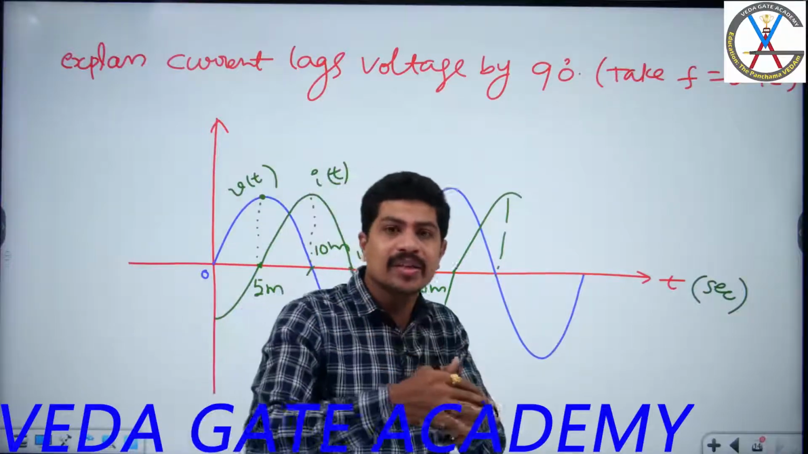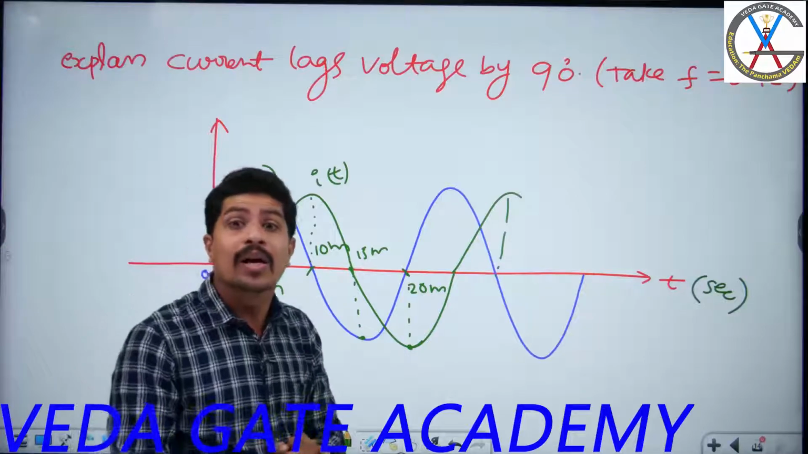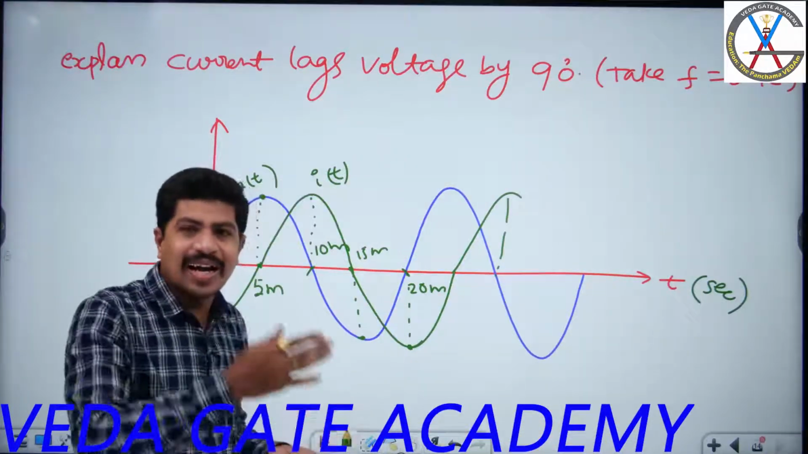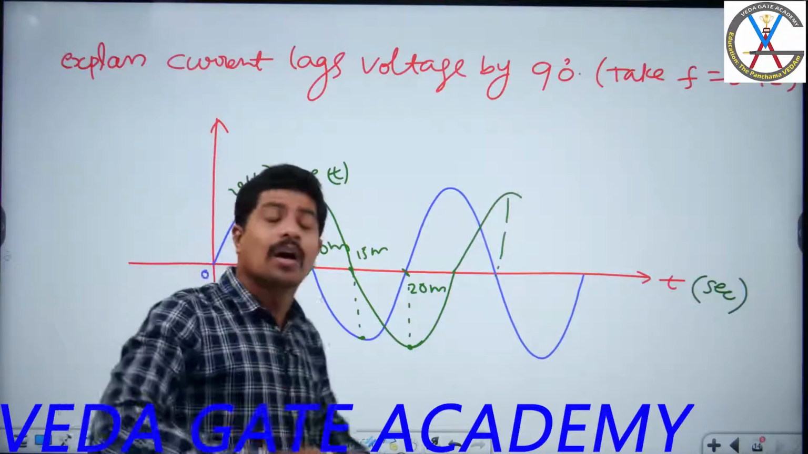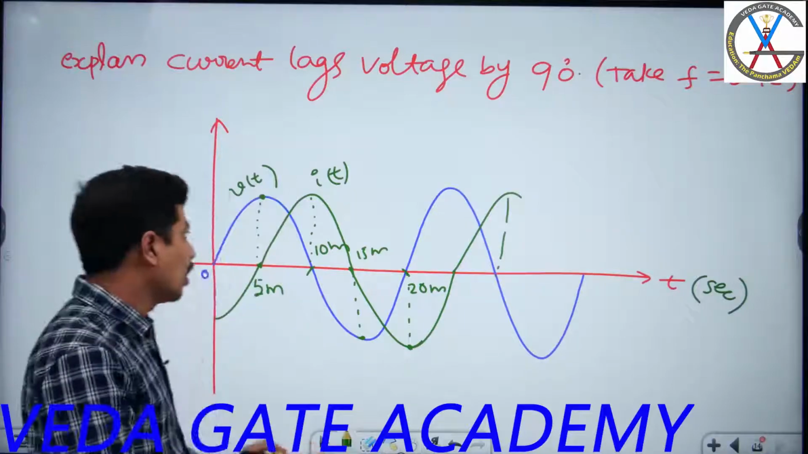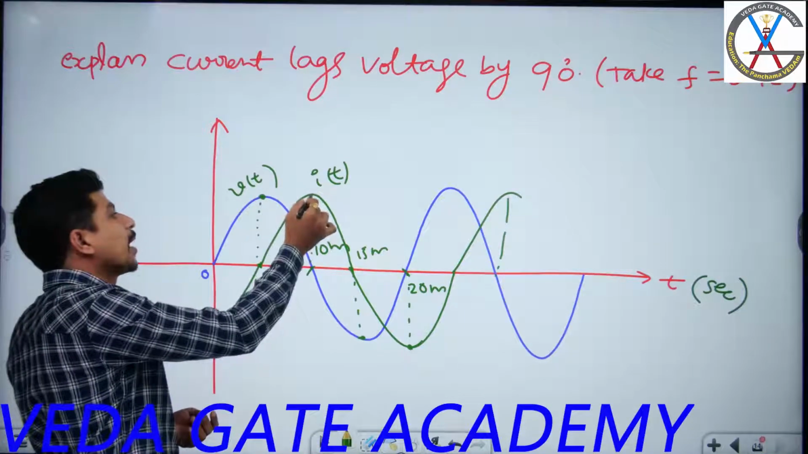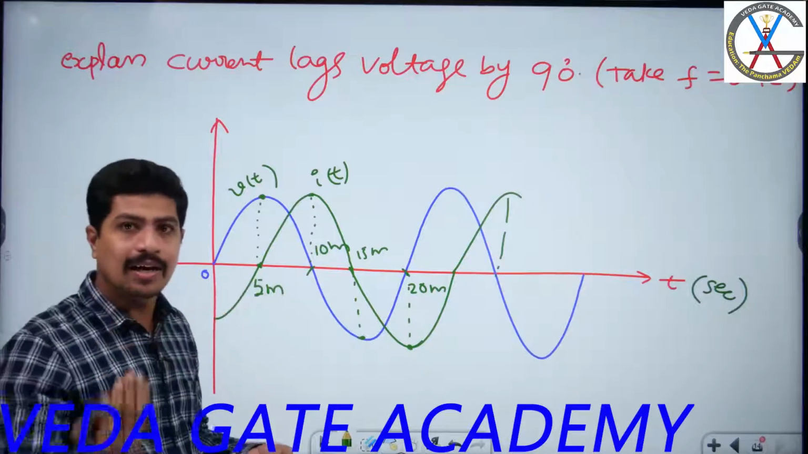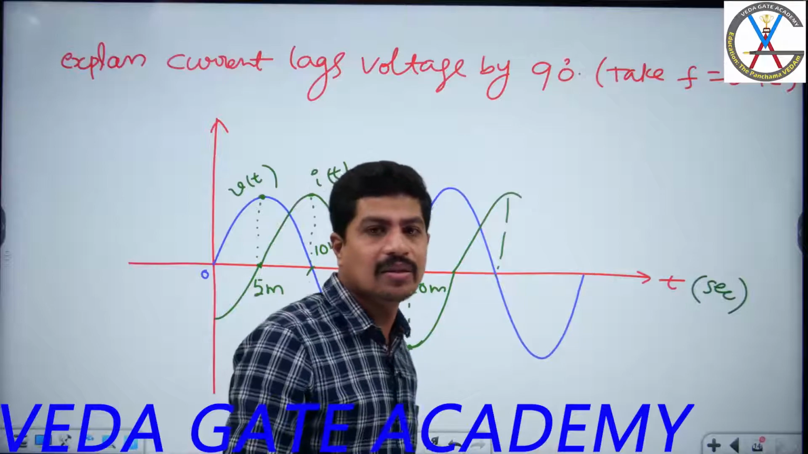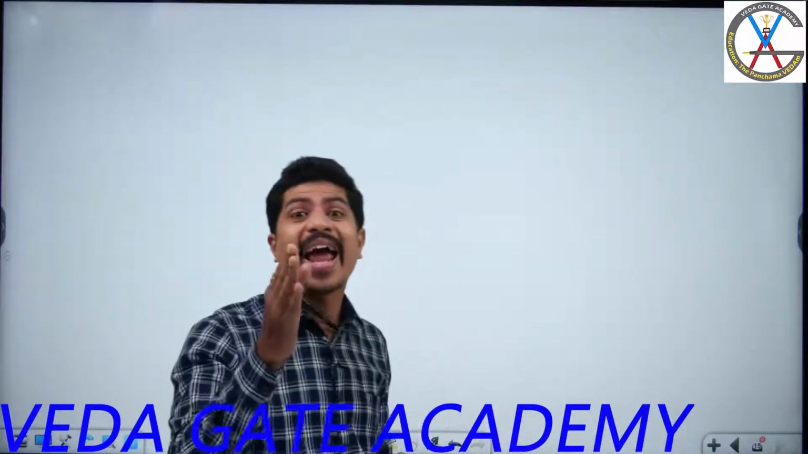Leading means it starts earlier. The same statement can be understood in this way. Voltage leads current by 90 degrees. Yes, very much yes. Current lags voltage by 90 is correct, or voltage leads current by 90 is also correct. Both are correct. Leading, how to explain? When compared to current, voltage is becoming maximum 5 milliseconds earlier. That's why it is called leading or advanced. Yes or not? Yes.